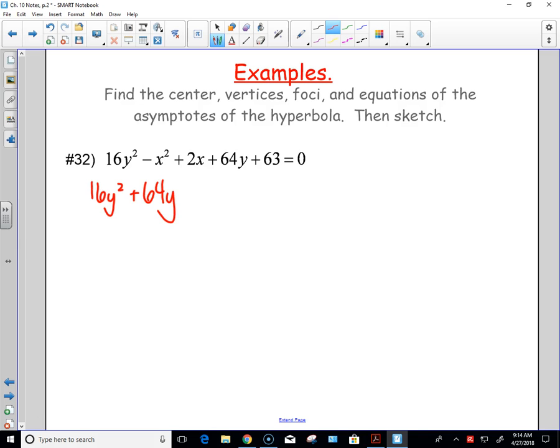I'm grouping the y's, I'm grouping the x's. Can anybody tell why I'm putting the y's first and the x's second? With ellipses, I always did it the other way. Because what? I saw my minus. For hyperbolas, there's a minus in the middle, and I have a positive one before and a negative one after.